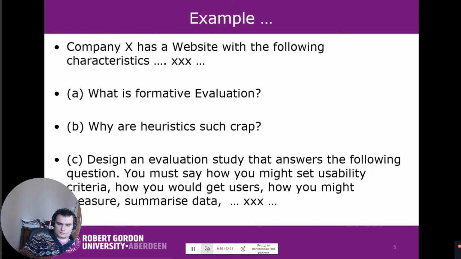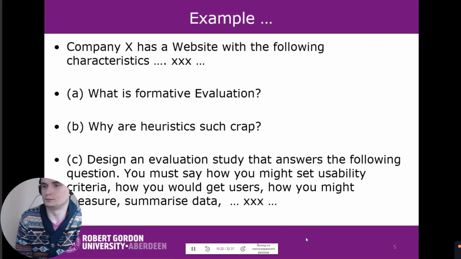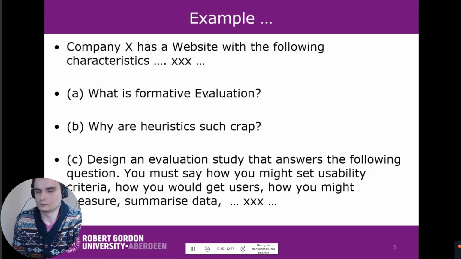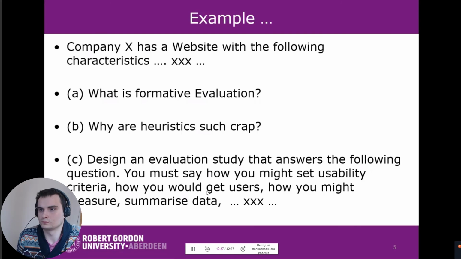And so you're being asked to actually set up a little study, and then you're being given some guidance, which is you must say how you might set usability criteria, how you might get the users, how you might measure things, how you might summarize data, and so on. So you're not left totally on your own. The questions specify the kinds of things that you actually need to be doing. And you will find that this style of question occurs in every exam.